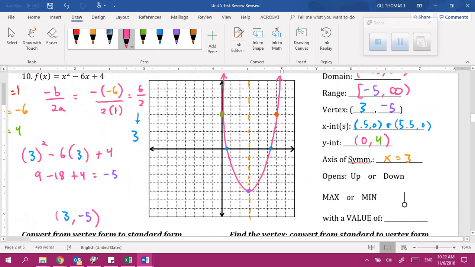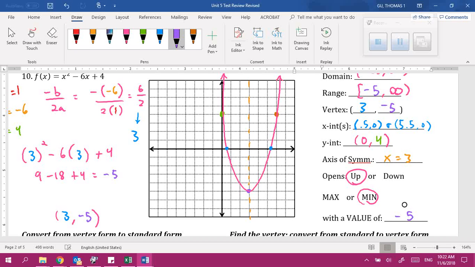Does this open up or down? Up. So is the vertex a min or a max? Min. And what is that minimum value? Negative 5. And that is number 10.